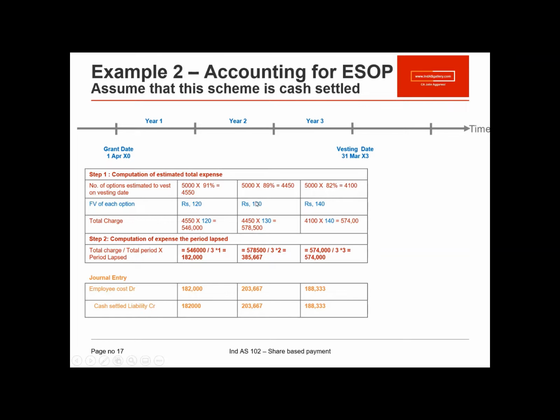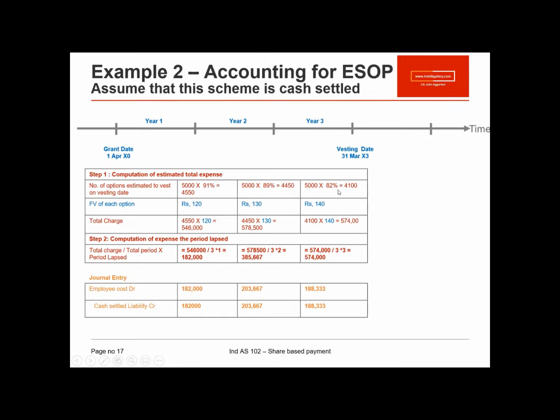In year 2, again, my estimation of the total number of options will not change. It remains the same as it was in the equity settled scheme. The only thing that changes is the fair value of the option as at the reporting period. So it is assumed to be 130 in this case. I'll compute my total charge, allocate it, and arrive at a cumulative figure of charge that needs to be recorded, considering that 2 years have lapsed, which is going to be total expense divided by 3 into 2. Whatever is the differential between the two, I will record it as an expense at the end of year 2. My accounting entry remains the same, employee cost account debited to cash settled scheme.